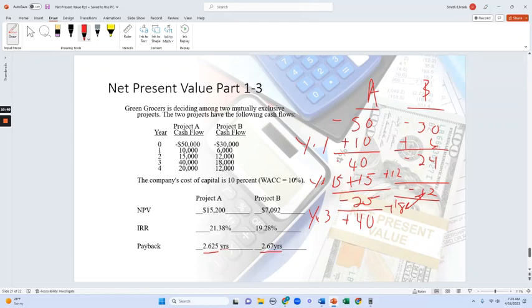And ultimately, A was a better project all the way around. So as a mutually exclusive project, you would choose Project A. All right, that's how you do the basic net present value problems. Net present value part 2 is next, where we teach you how to actually create these cash flows at time period 0, and then finally the terminal cash flow at the end.